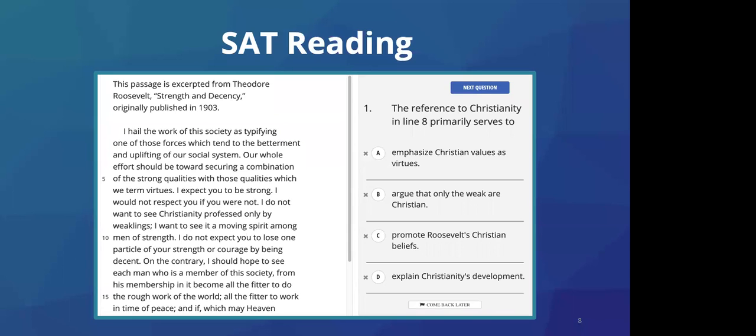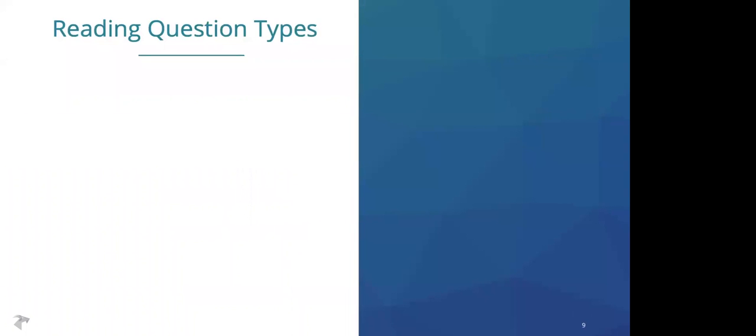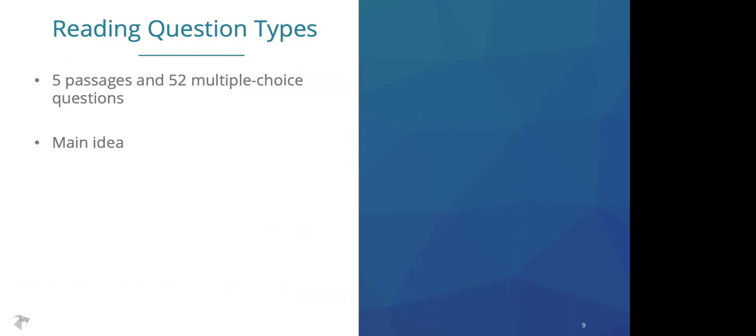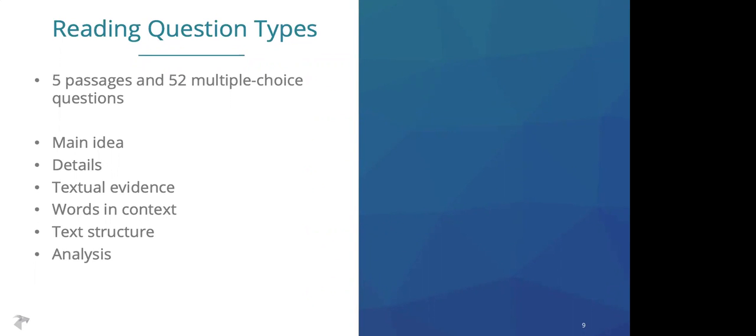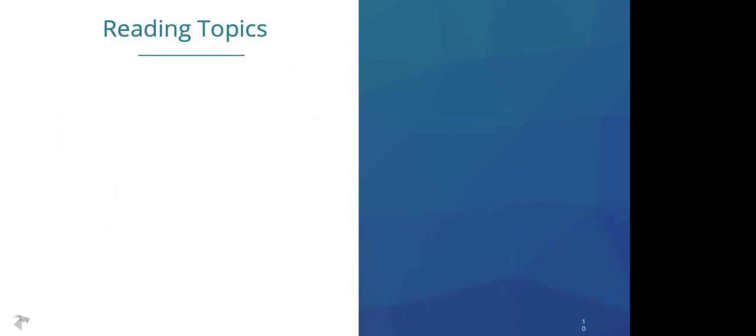So now we're going to dive into each section of the test. To start, we're going to discuss the reading section. The reading section consists of 5 passages and 52 multiple choice questions. Each multiple choice question has 4 answers. The questions refer to the passage and ask about the main idea, details of the passages, textual evidence, words in context, text structure, and analysis.